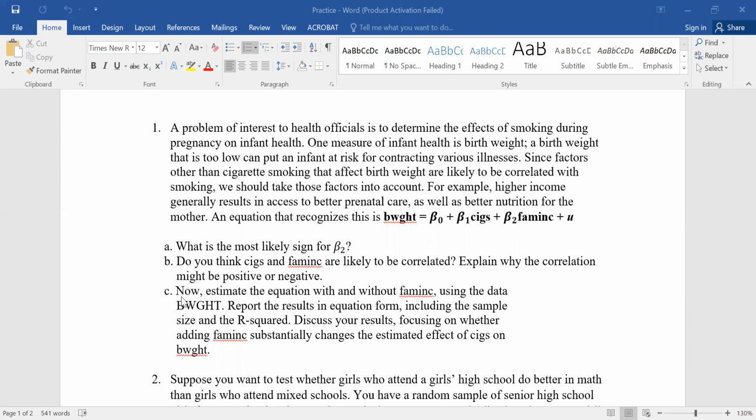There is part C. Now estimate the equation with and without family income using the data birth weight. Usually I'll supply you the data. Report the result in equation form, including the sample size and the R squared. Discuss your results, focusing on whether adding family income substantially changes the estimated effect of cigarette on birth weight.